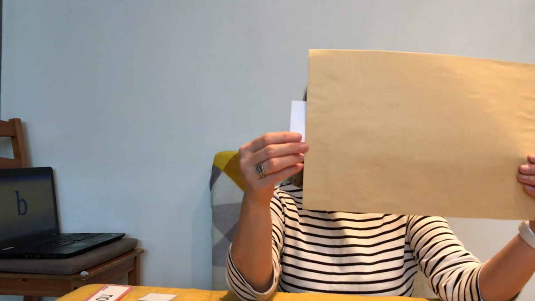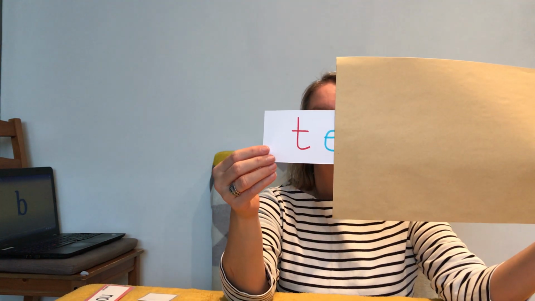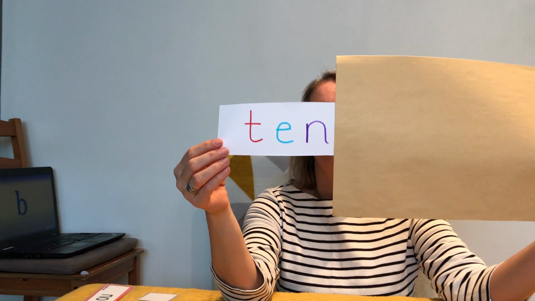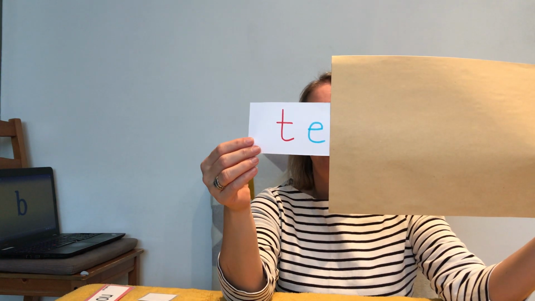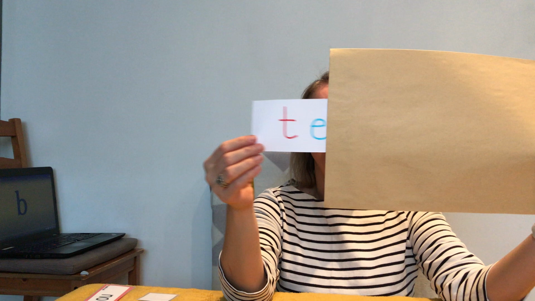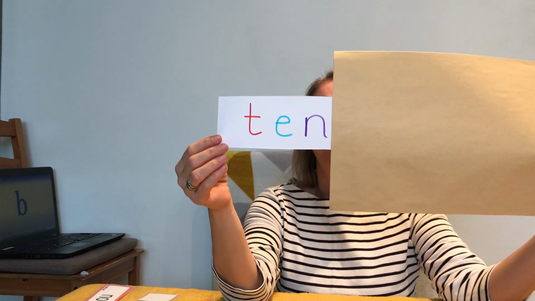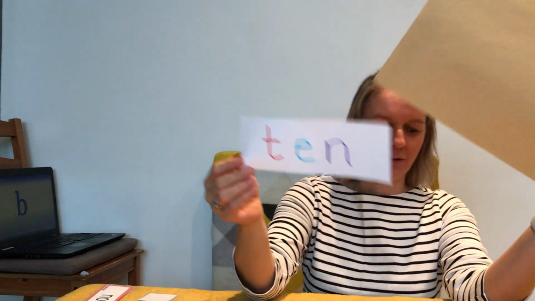Okay, I've got two more to go. Let's have a look. Put my word in my blending envelope. Let's see what comes out first. Are you ready? Right, let's try and do it a bit faster. One more time really fast. The word was ten. Did you get that one? Well done. One more word.